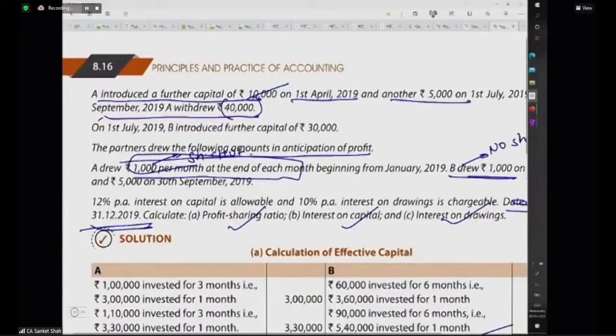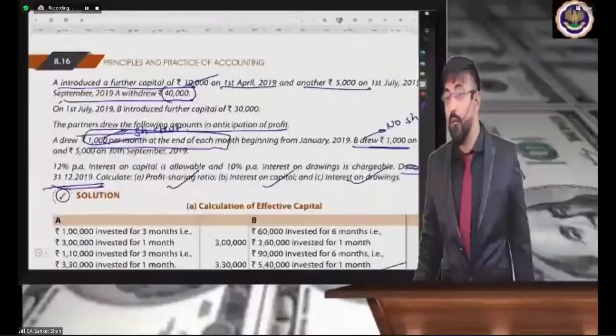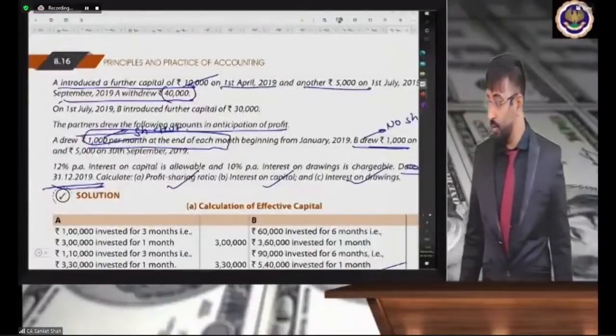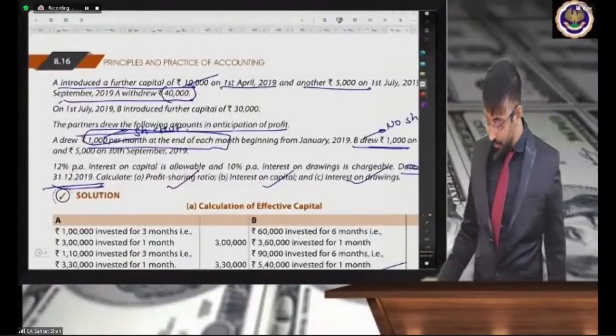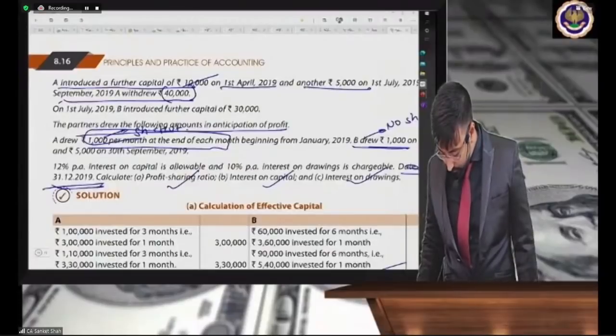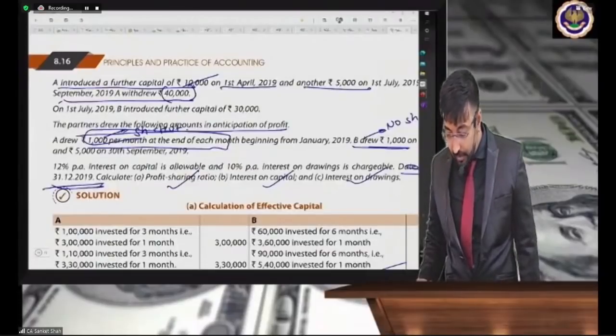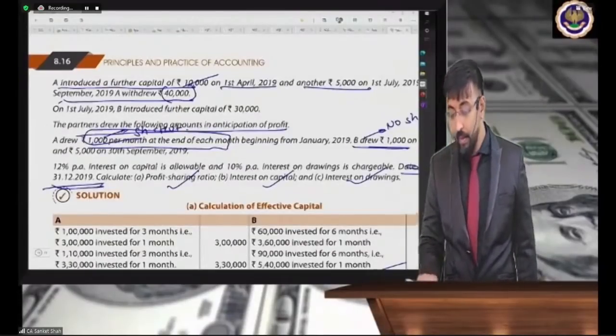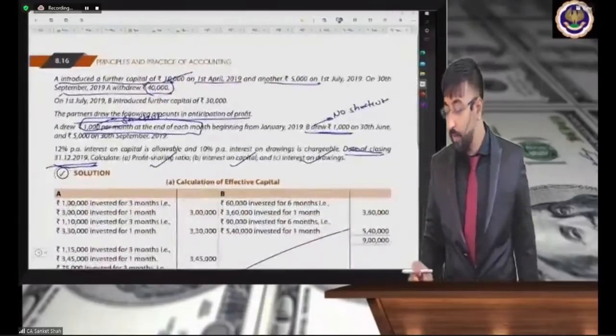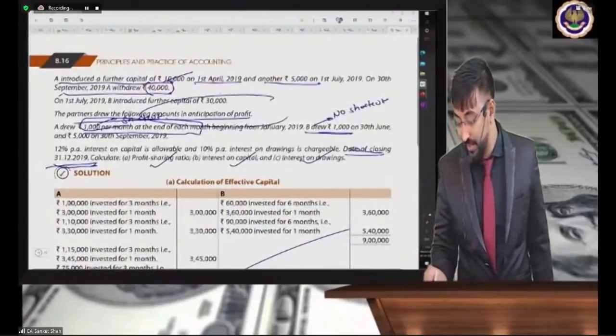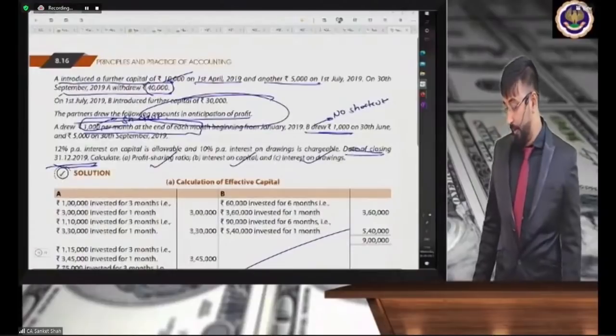Why for A shortcut, beta? Every month same amount. Okay. And for B, why there is no shortcut? Not same amount. Amounts are different. In case of insufficient profit, you can't pay interest on capital and drawing, and therefore ICAI has given you in anticipation of profit.